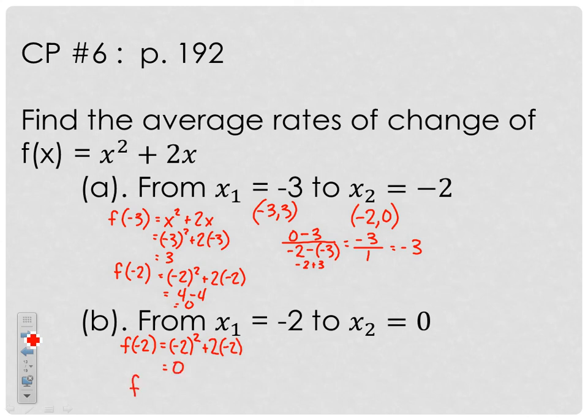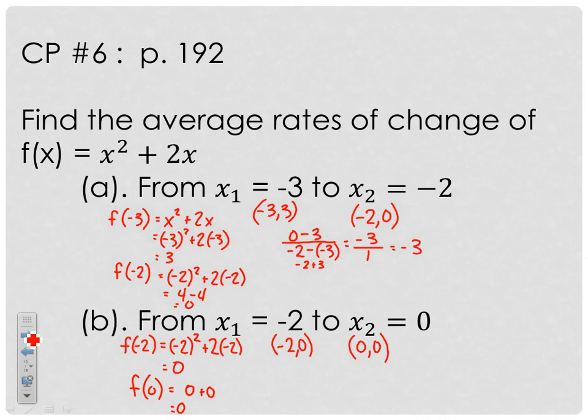Now I need f of 0. My second x value over there was 0. So I'm going to get 0 squared plus 2 times 0. f of 0 results in 0. So here's my 2 points. When I have negative 2, my y value is 0. And when I plugged in 0, I got a y value of 0.